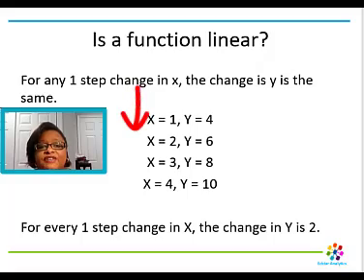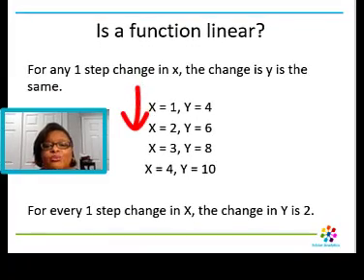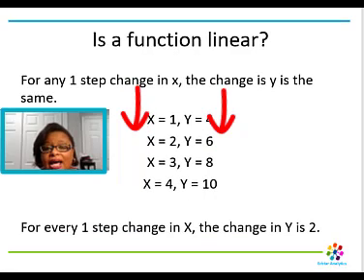Notice that if the x value goes up by 1, the y value goes up by 2. Every time the x goes up by 1, the y goes up by the same amount. It doesn't have to be that it goes up by 2, just that it goes up by the same amount. If this is true, this relationship between x and y is linear.